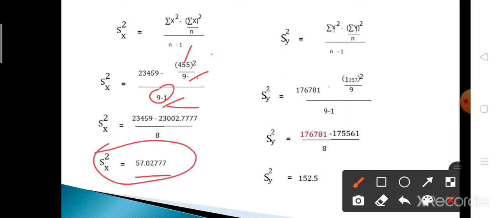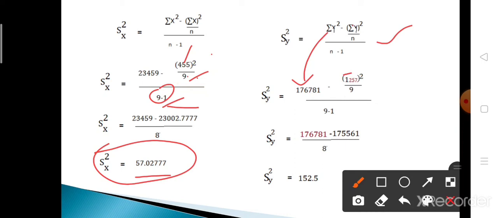Similarly calculate sy square. The formula for calculating sy square is summation y square minus summation y, bracket square, divided by n, whole divided by n minus 1. Here the summation y square value is 176781. Summation y value is 1257. Its square divided by n, which is 9, whole divided by 9 minus 1.